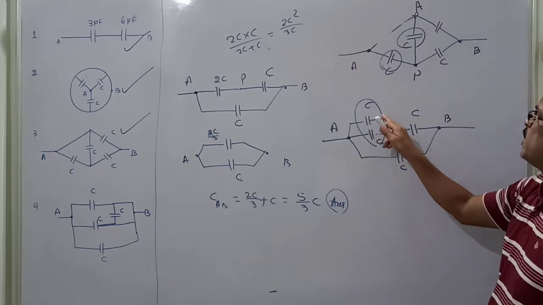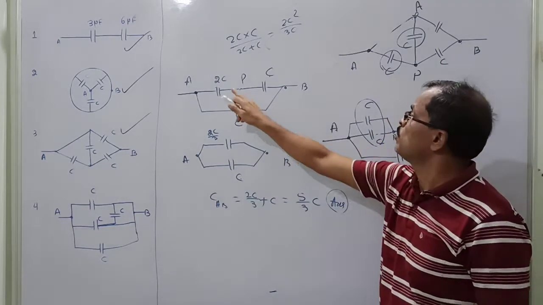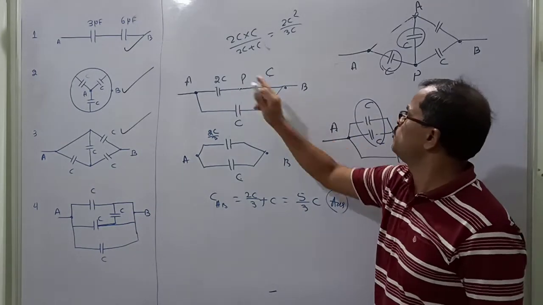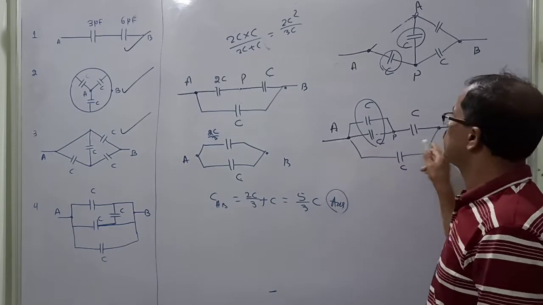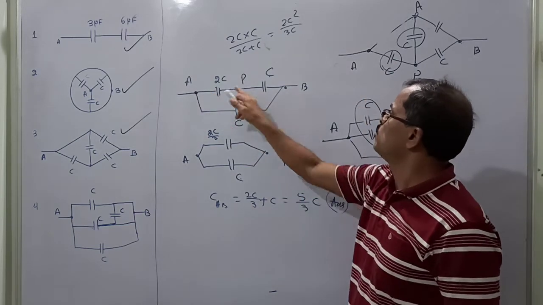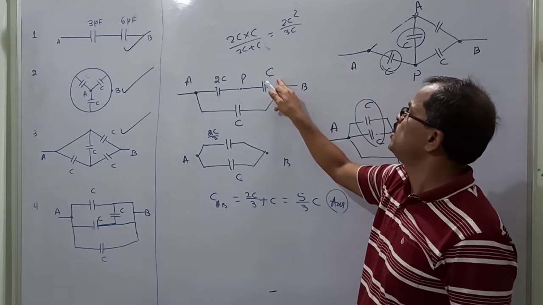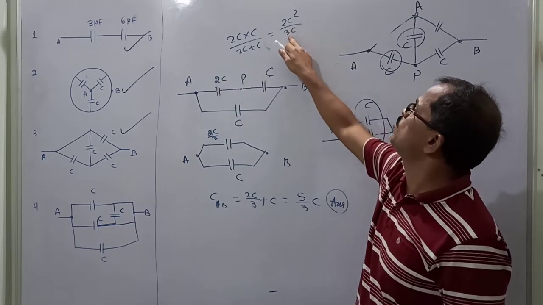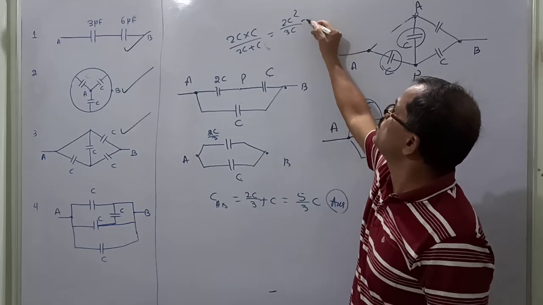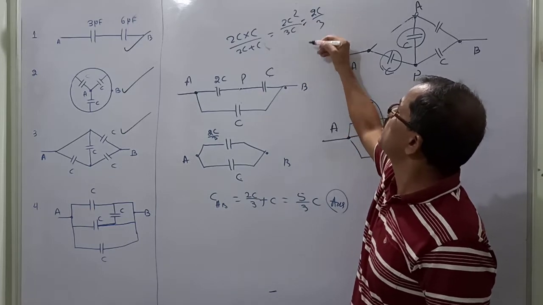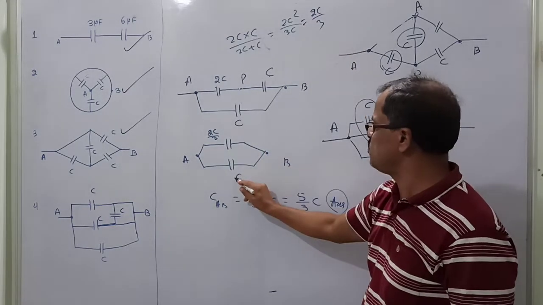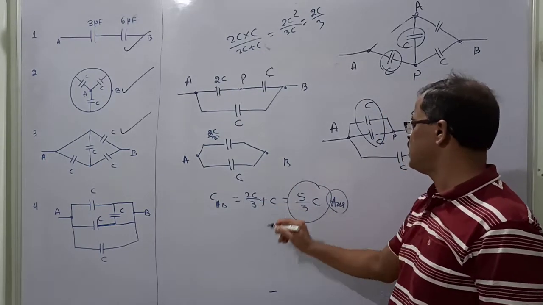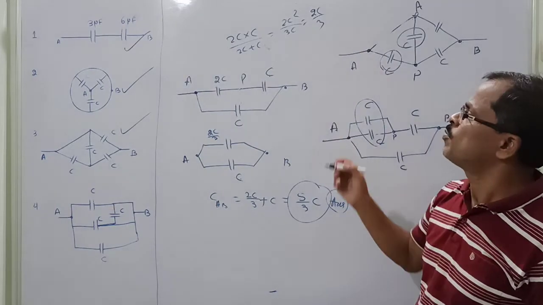These two capacitors are in parallel, 2C. This is C, this is C. This is the P point, this is the P point. This is A to B directly. So 2C and C in series. Series means C1 C2 divided by C1 plus C2, so this is equal to 2C by 3. So 2C by 3 and C in parallel, so 2C by 3 plus C is equal to 5C by 3. Answer to this problem number 3.